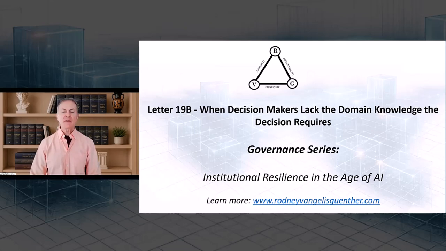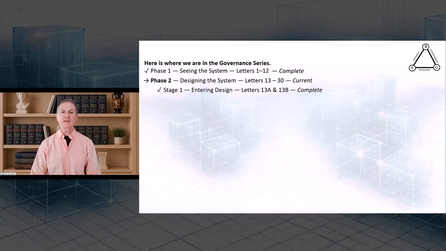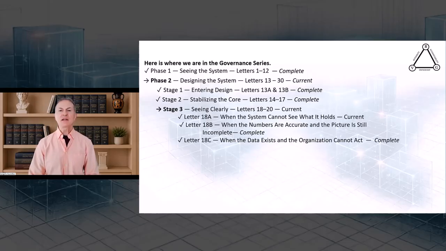Here's where we are in the governance series. Phase 1, seeing the system, letters 1 to 12, complete. We are in Phase 2, designing the system, letters 13 to 30. We completed Stage 1, entering design, letters 13A and 13B. We completed Stage 2, stabilizing the core, letters 14 to 17. We are in Stage 3, seeing clearly, letters 18 to 20.